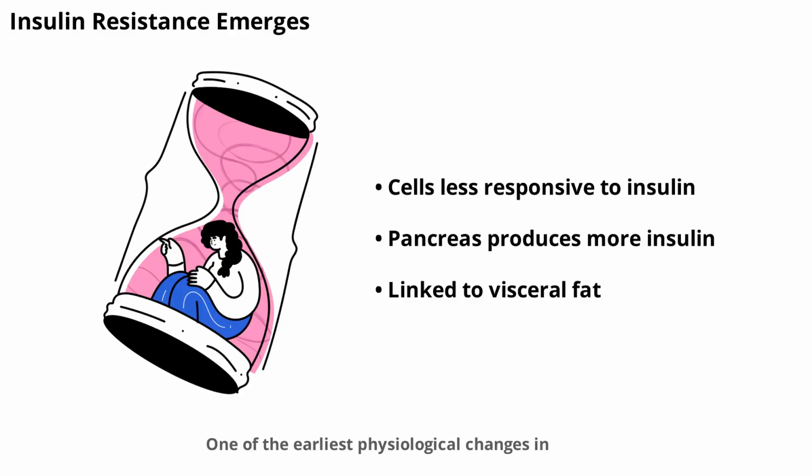One of the earliest physiological changes in the development of metabolic syndrome is insulin resistance. This means the body's cells become less responsive to insulin, a hormone that helps regulate blood sugar. As a result, the pancreas produces more insulin to compensate, but over time, this compensation fails. Insulin resistance is closely linked to obesity, especially visceral fat, and is a key driver of the syndrome's progression.